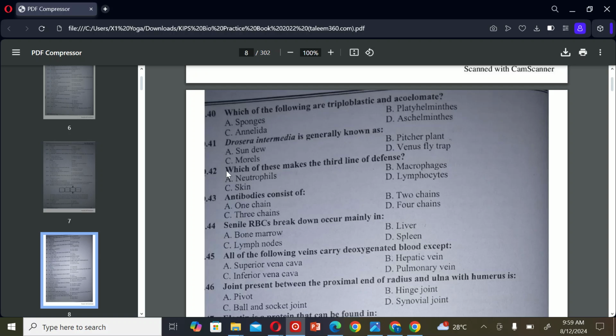Sundew. The next MCQ is: which of these makes the first line of defense? A. Neutrophils, B. Macrophages, C. Skin, and D. Lymphocytes. So the correct option is C. Skin. The next MCQ is: antibodies consist of A. 1 chain, B. 2 chains, C. 3 chains, and D. 4 chains.